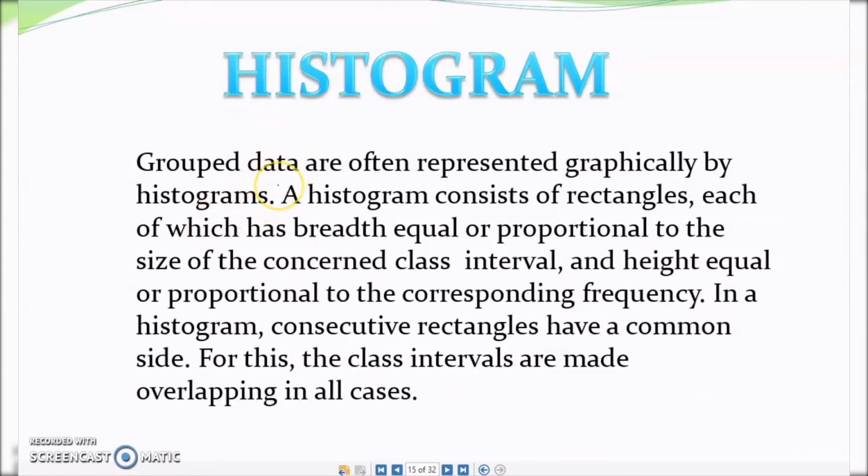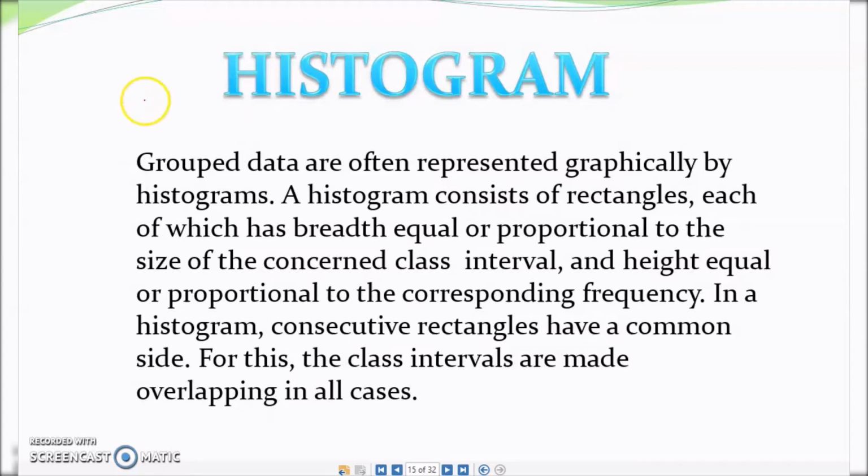Now histogram is generally used when you have to represent grouped data. Histogram also consists of rectangles only, having uniform width and size proportional to the size of the concerned class interval, and height will be equal or proportional to the corresponding frequency. So instead of categories, the way we used to represent categories on the x-axis, on the histogram the categories will be replaced by class intervals.